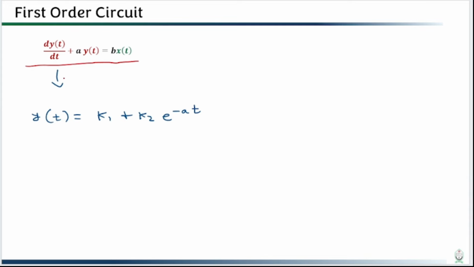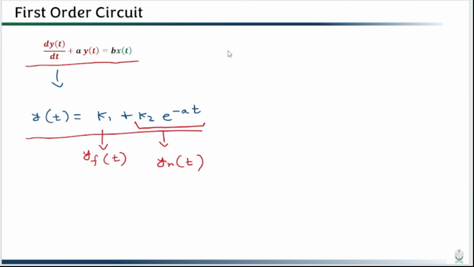So if we are given an equation like this, or if we can calculate an equation out of the given circuit, in that case the solution will be something like this, where k1 is the forced response and this total value is the natural response of the given circuit or differential equation.